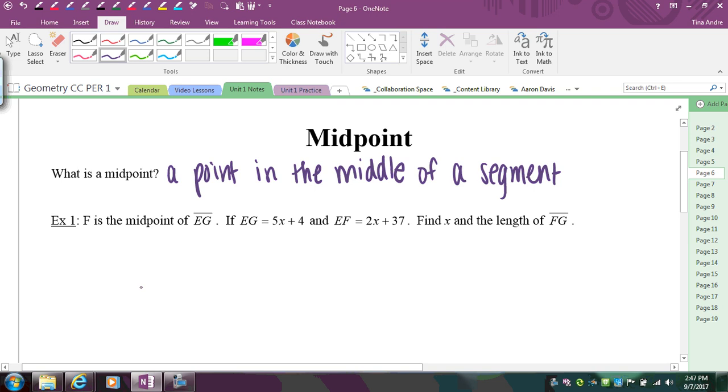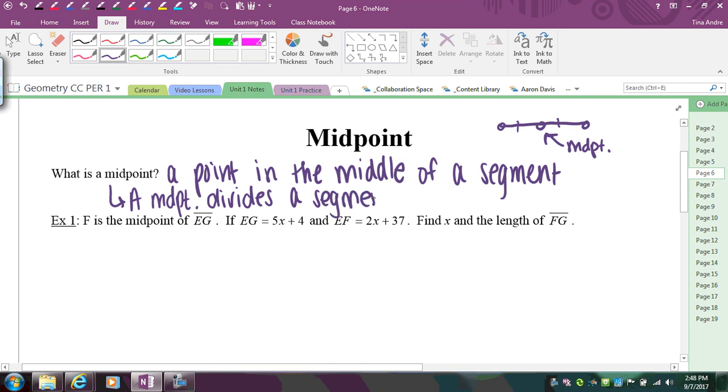So if it's in the middle, if I have a segment here, and this is the midpoint, that means that these two parts here have to be congruent. It divides a segment into two congruent parts. So that's also something we can add. So a midpoint divides a segment into two congruent segments.